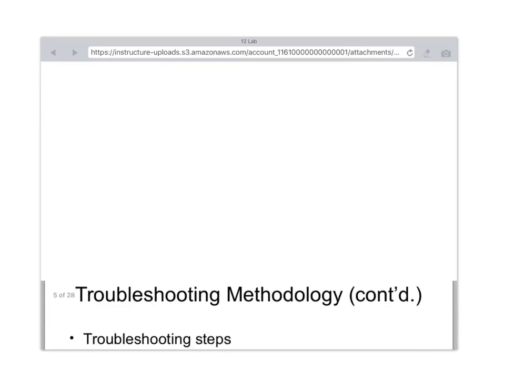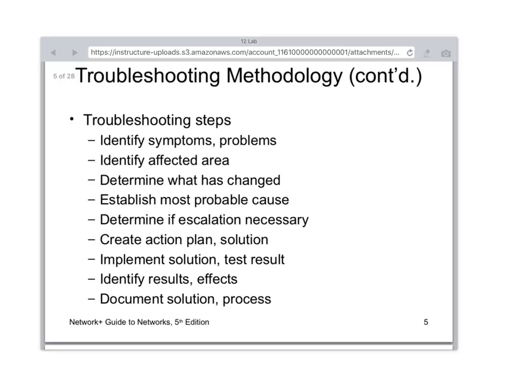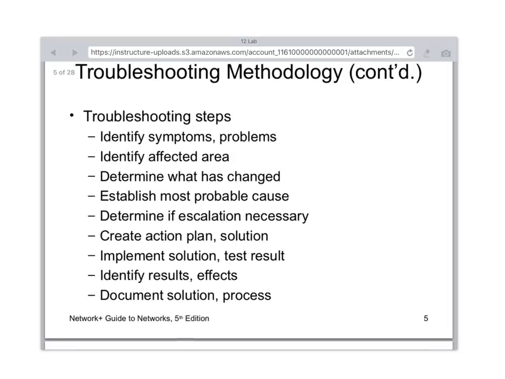So here we go. Here's the steps. Identify the symptoms and problems. Identify affected area. Determine what's changed. Establish most probable cause. Determine if escalation is necessary. Create an action plan and solution. Implement a solution and test those solutions. Identify the results and effects, and then document the solution.